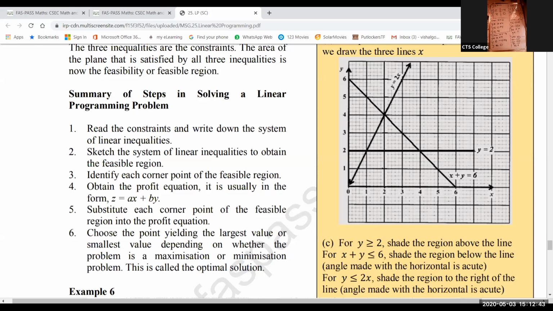And of course, number 4, we obtain the profit equation. It is usually in the form Z equals AX plus BY. Now, you don't have to worry too much about this part because it's hardly ever tested. Number 5, substitute each corner point of the feasible region into the profit equation. And number 6, choose the point yielding the largest value or smallest value depending on whether the problem is a maximization or minimization problem. This is called the optimal solution.